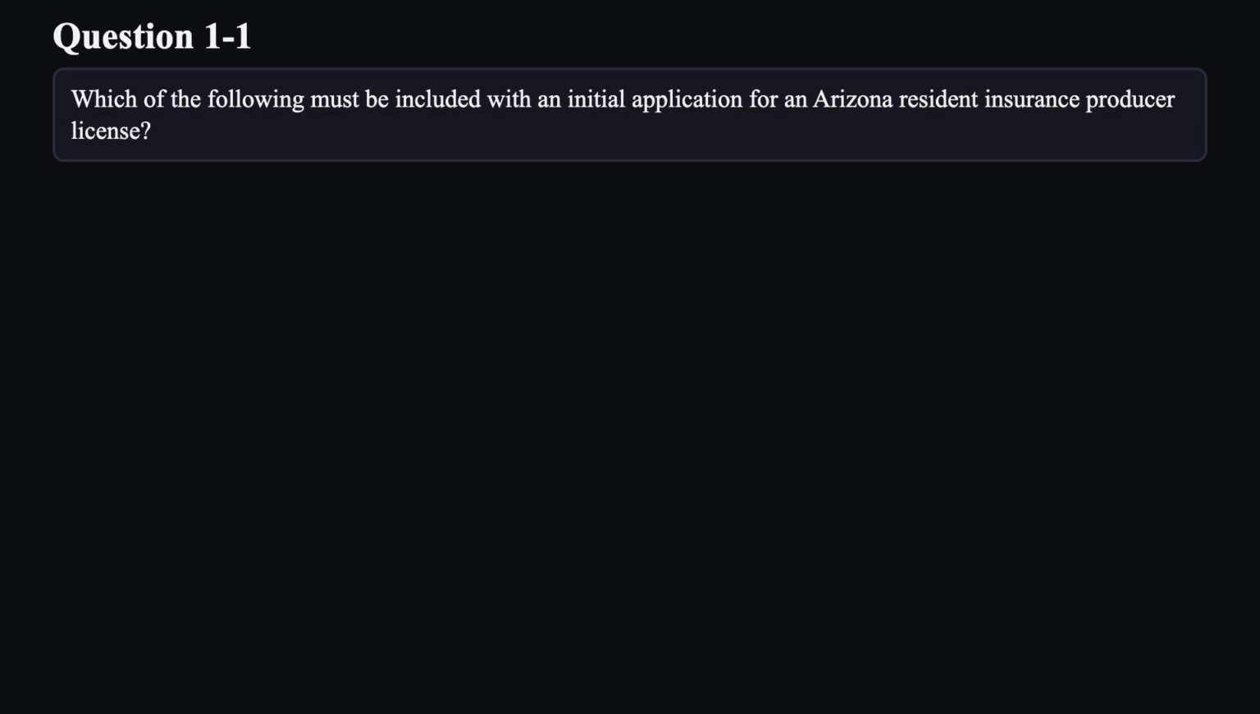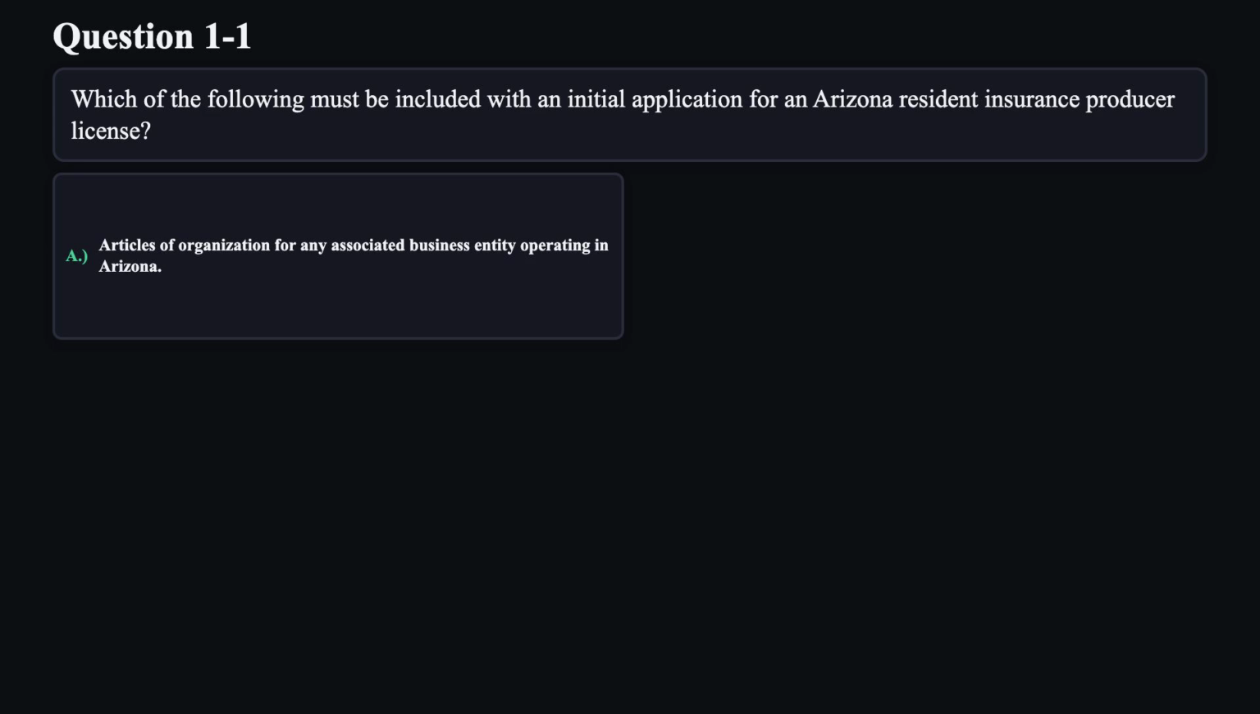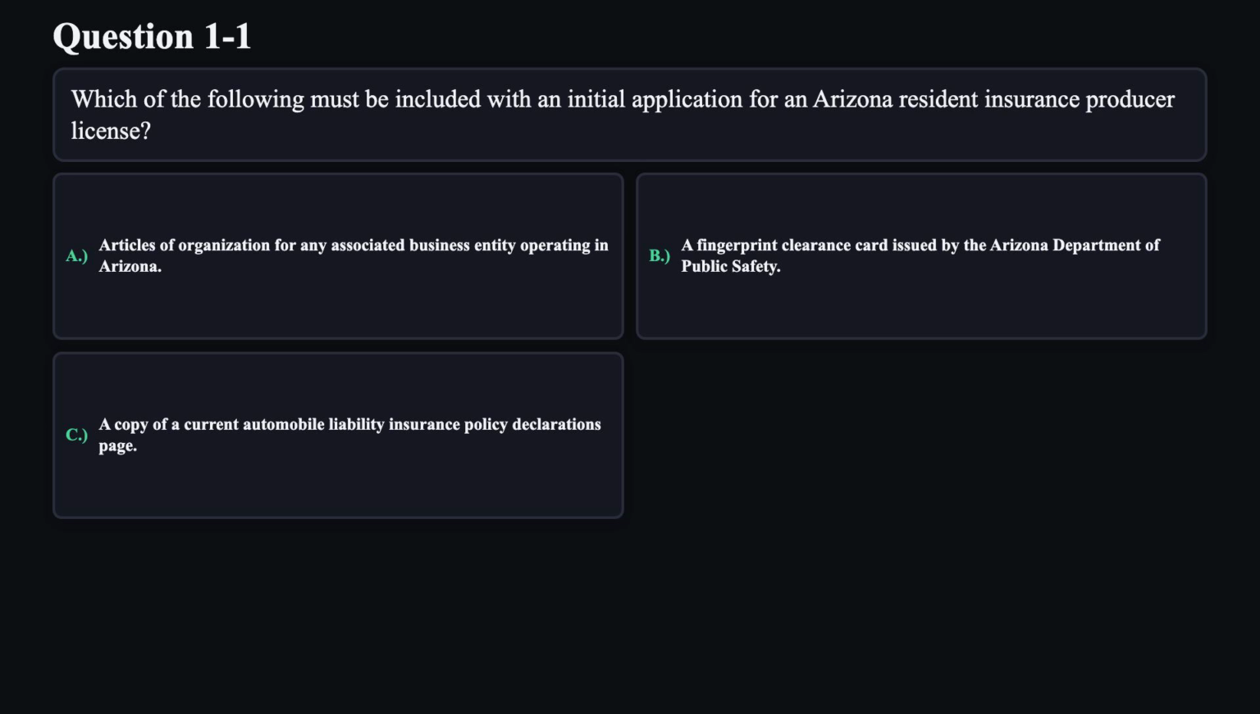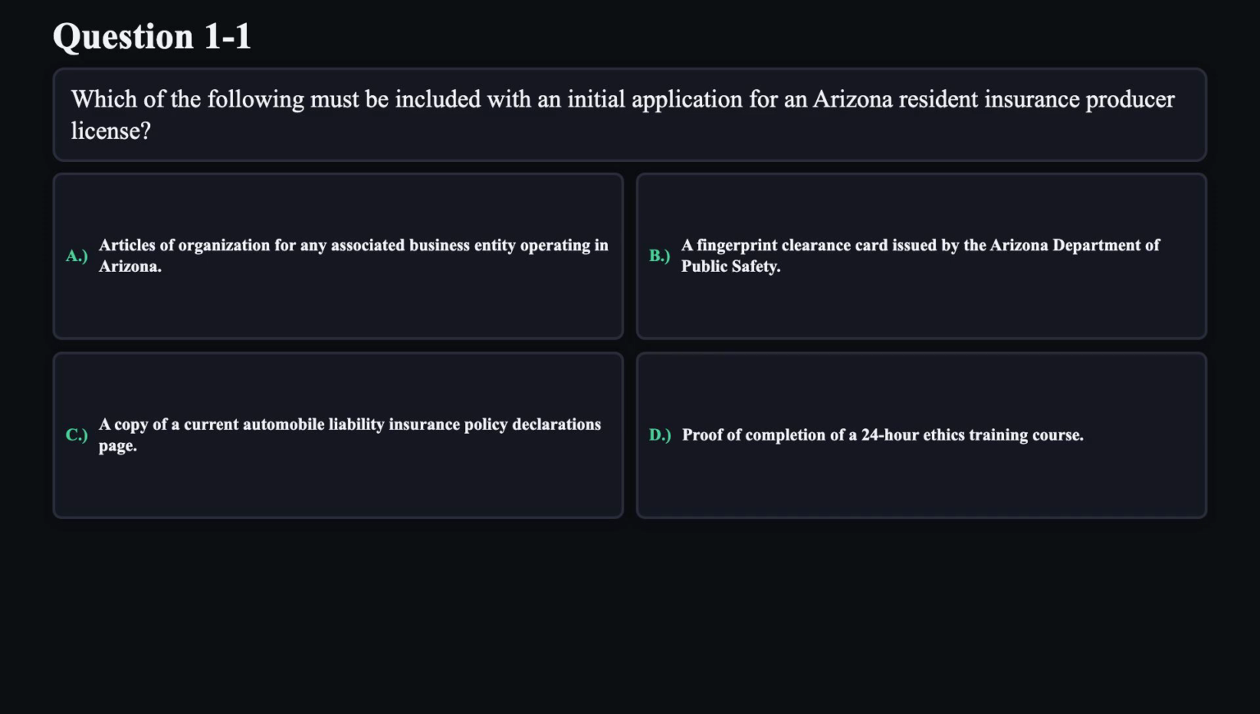Which of the following must be included with an initial application for an Arizona resident insurance producer license? A. Articles of organization for any associated business entity operating in Arizona. B. A fingerprint clearance card issued by the Arizona Department of Public Safety. C. A copy of a current automobile liability insurance policy declarations page. D. Proof of completion of a 24-hour ethics training course.